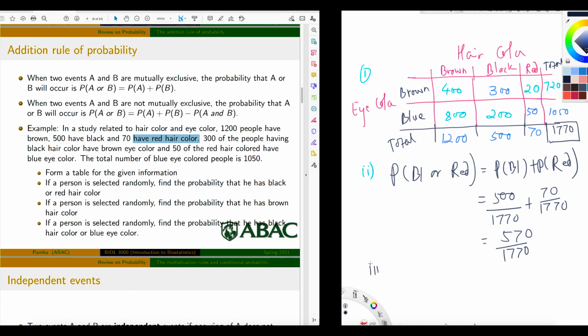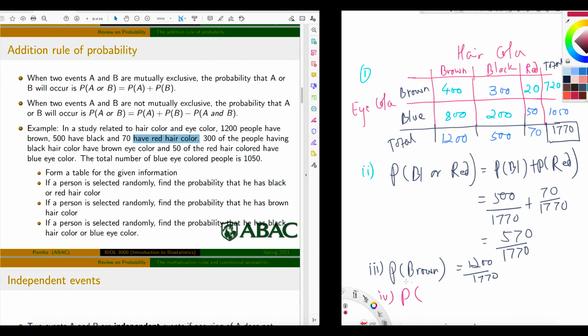How about the triple I? Triple I is if a person is selected randomly, find the probability that he has brown hair color. What is the probability of brown hair color? Probability of brown is 1200 over 1770. That's it.